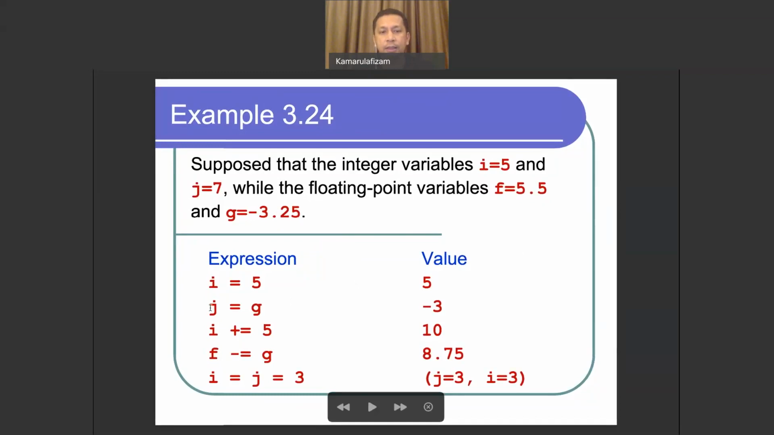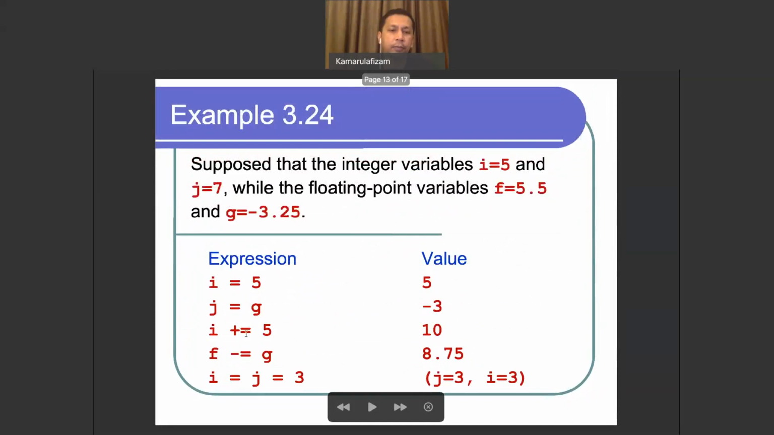So in this j, we are giving a floating point value to an integer j. So j can only take the integer and not floating point. In this case, g, minus 3 is the integer part, 0.25 is floating point, and because j is integer, j can only take minus 3, so that's why j is equal to minus 3 on this side.